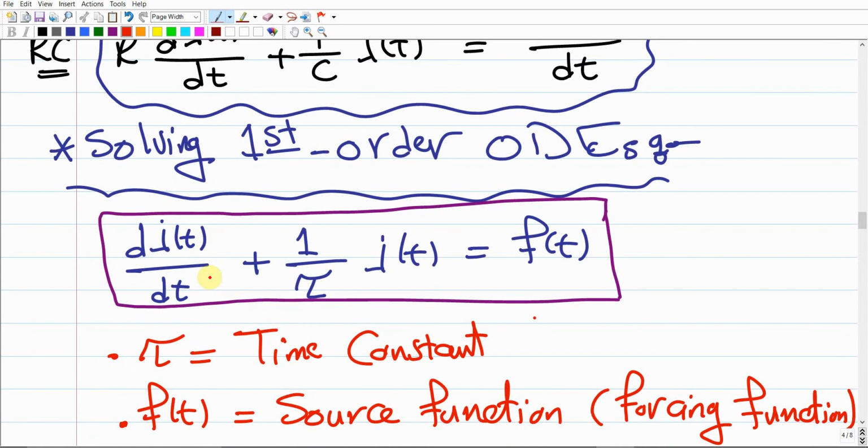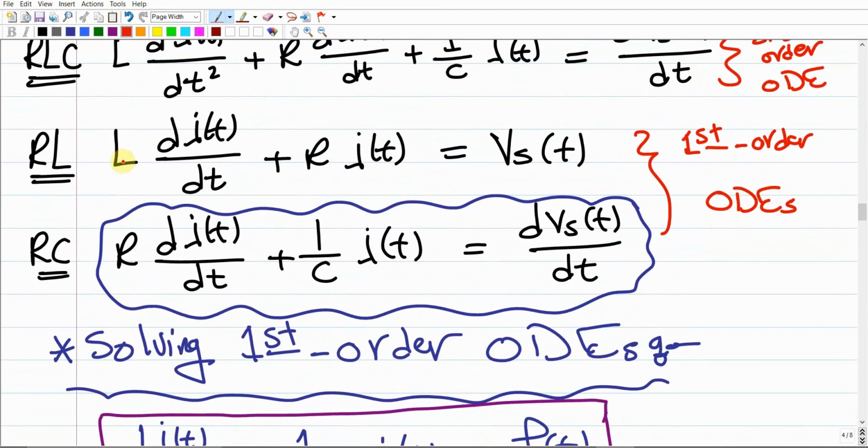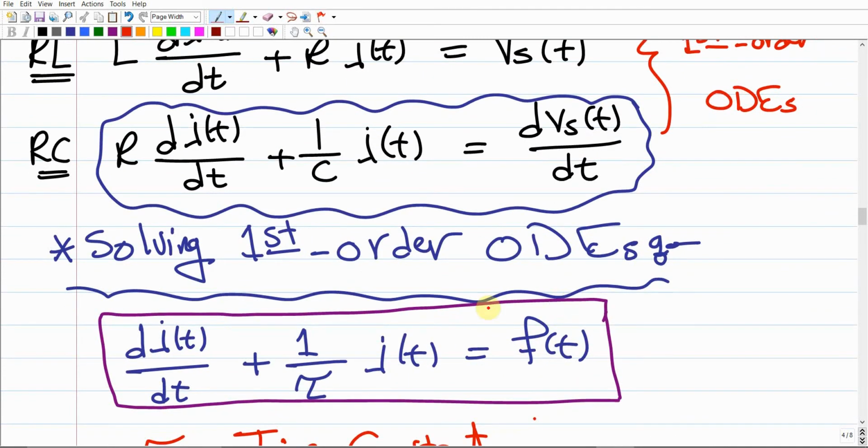So simply, your objective is just to make the coefficient of the di by dt just 1 for any one of these two equations. So for example, starting with the RL circuit, to make this coefficient 1, you have to divide all the terms, all the equation by L, right? This is gonna give us, we are rewriting this equation into this equivalent form to come up with a value of f of t, how much is tau.